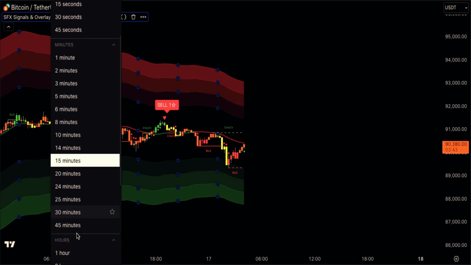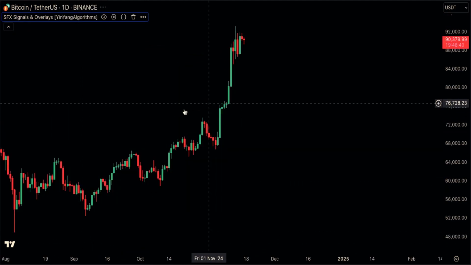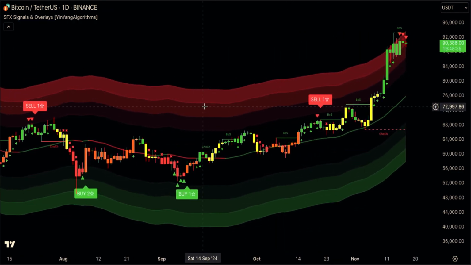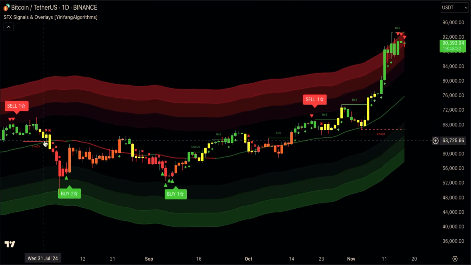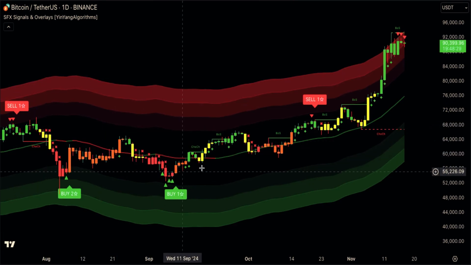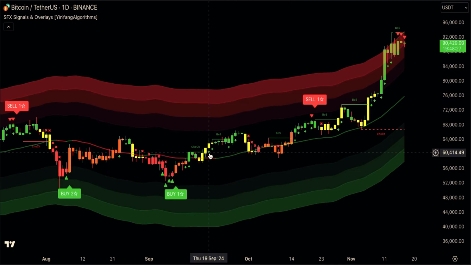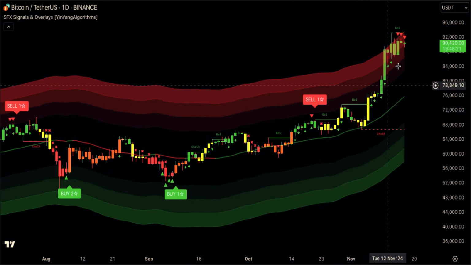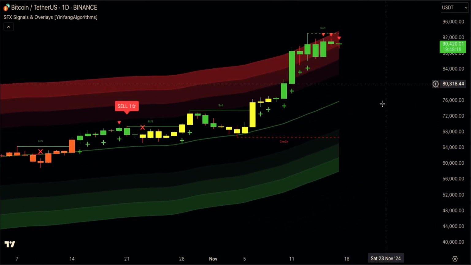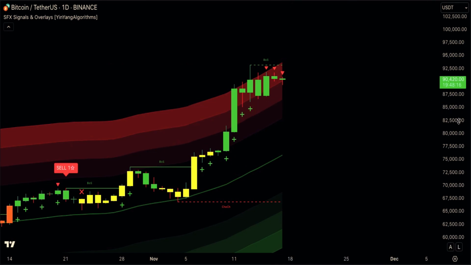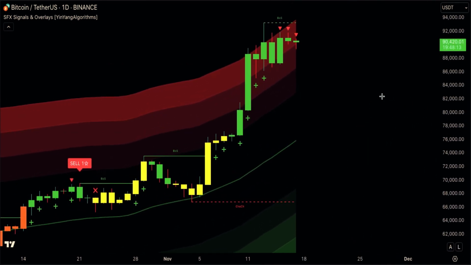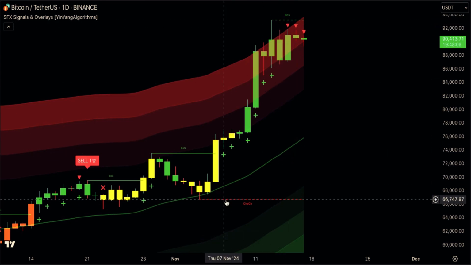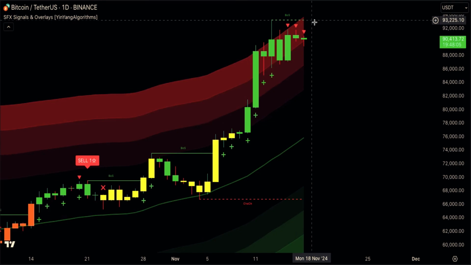Let's just hop back to the 1 day, because 1 day is what I like to look at for a lot of stuff. So you can see here, it was change of character, it's going down. Then another change of character, it's going up. Break of structure, continuation, continuation, continuation. So this is what I love. With most break of structure and change of character indicators, it won't show you where the current change of character and current break of structure is.